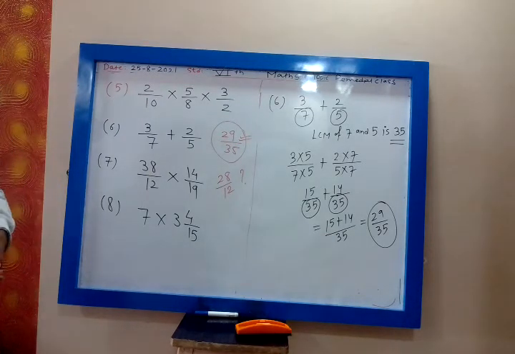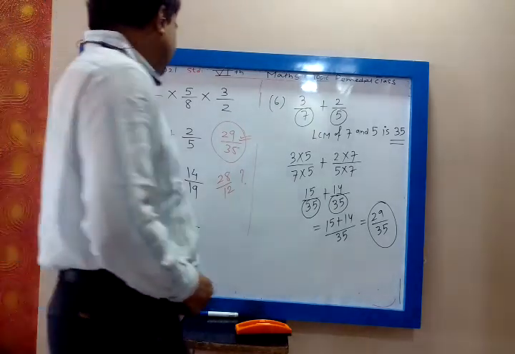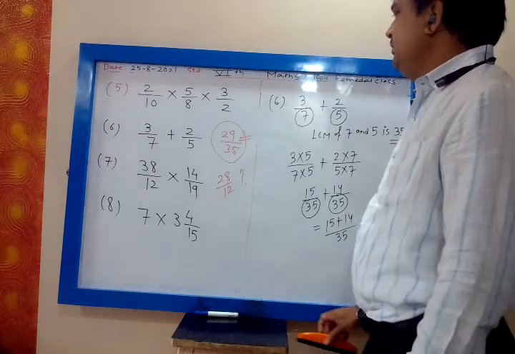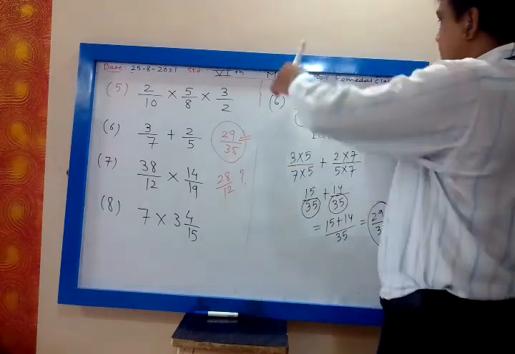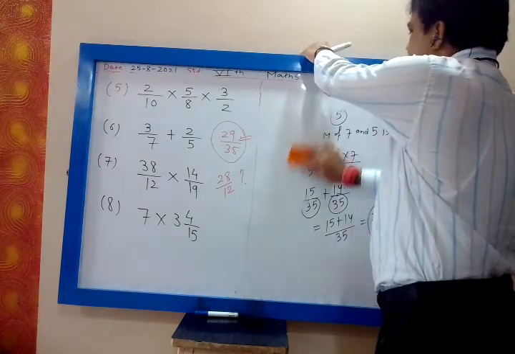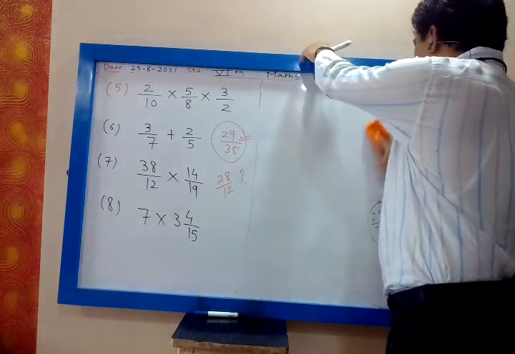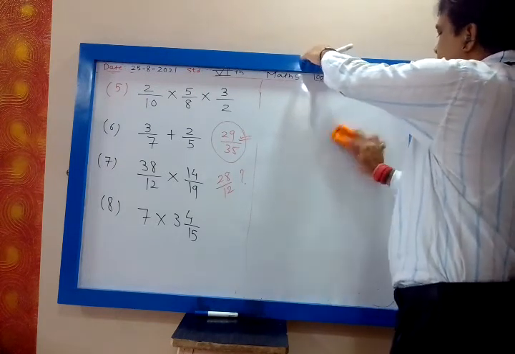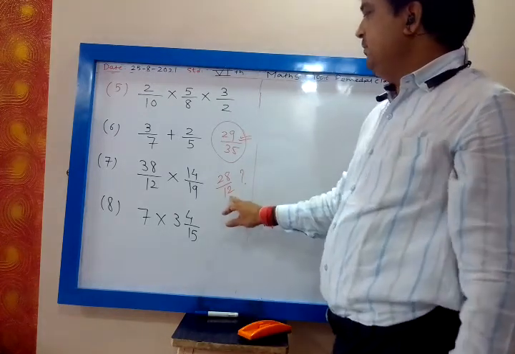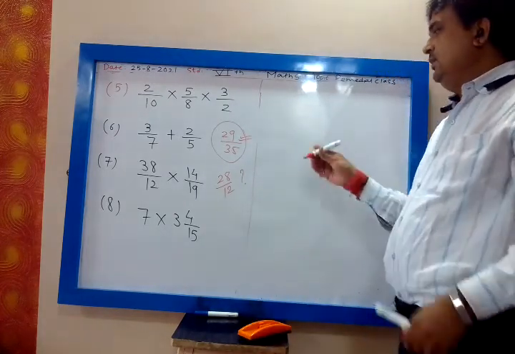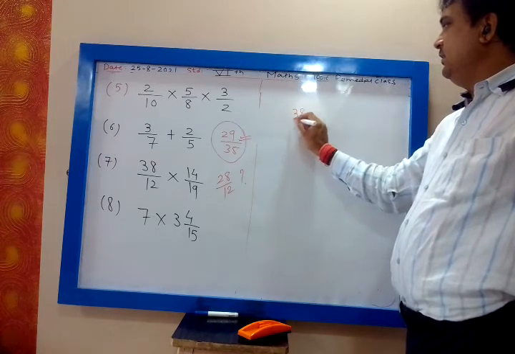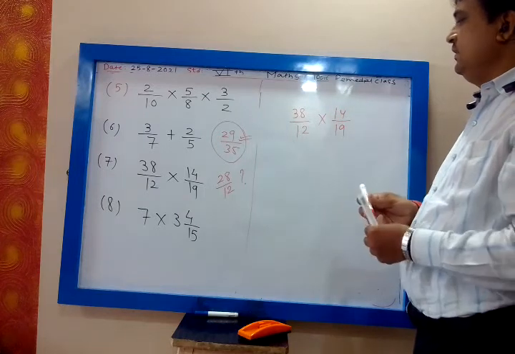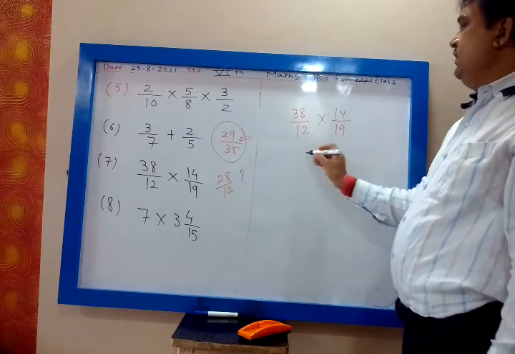Solve the seventh one. 38 by 12 into 14 by 19. Solve this seventh one. What is the answer? Parth Joshi, 28 by 12. Krishna, what is your answer? Your answer is 28 by 12. Let us check the answer. 38 by 12 into 14 by 19. Okay, let us see what is the answer.